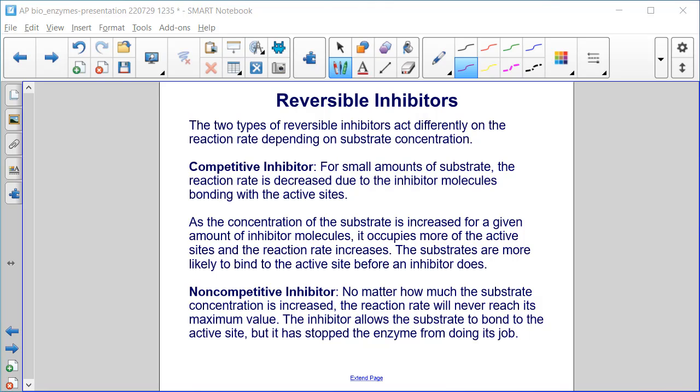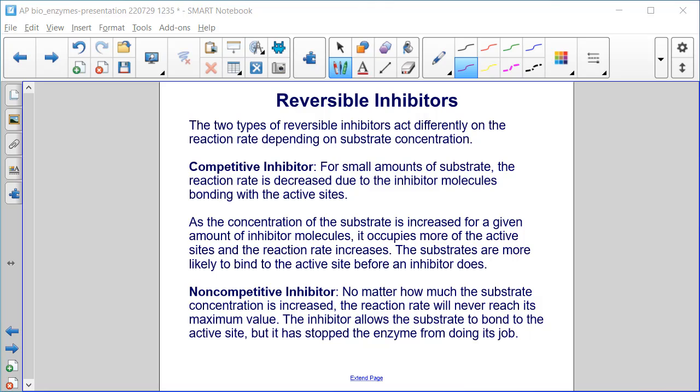The two types of reversible inhibitors act differently on the reaction rate depending on substrate concentration. Competitive inhibitors. For small amounts of substrate, the reaction rate is decreased due to the inhibitor molecules bonding with the active sites. As the concentration of the substrate is increased for a given amount of inhibitor molecules, it occupies more of the active sites and the reaction rate increases. The substrates are more likely to bind to the active site before an inhibitor does.